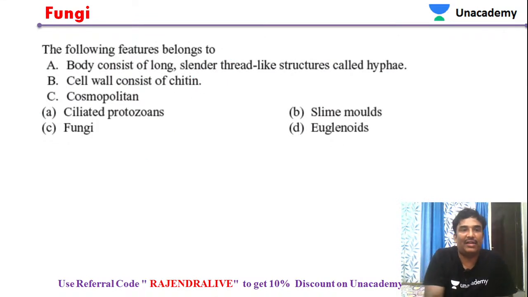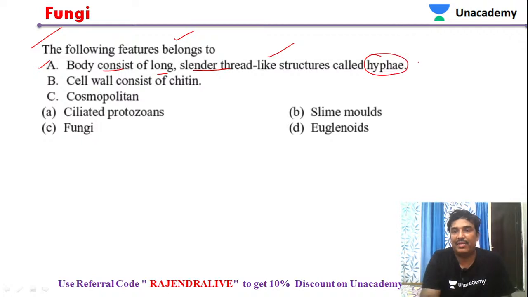So let us see the following features. The following features belong to which group? Let us see the features given in these options. If you see option A, the body consists of long, slender, thread-like structures. It is called hyphae.